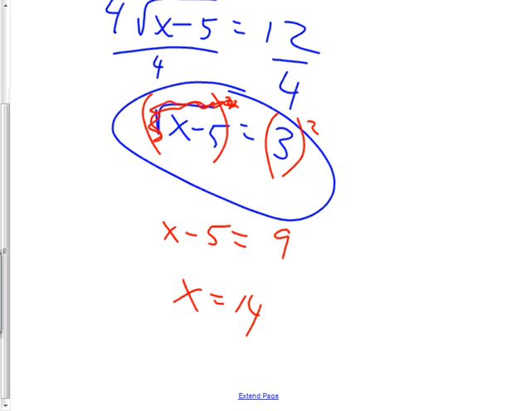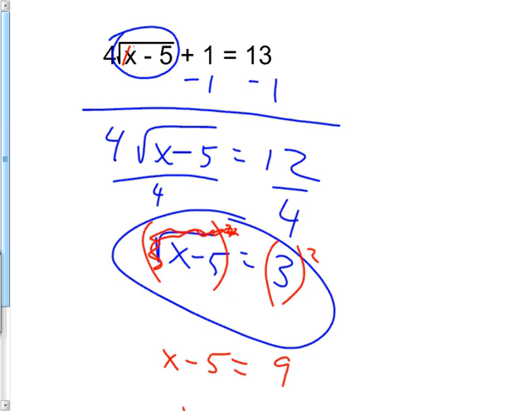Now, what should I do? Double check it, make sure it actually works. You go back up, stick in the 14. 14 minus 5 is 9, square root of 9 is 3. 3 times 4 is 12. 12 plus 1 is 13. It works. All right.